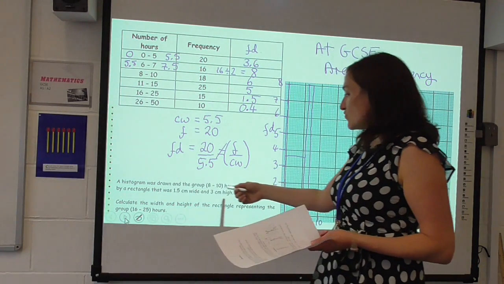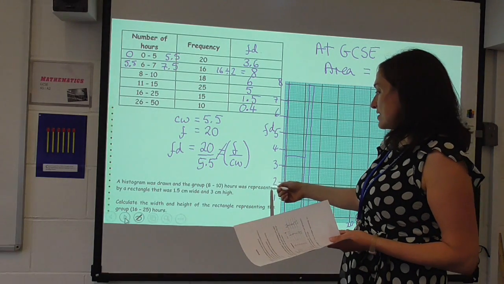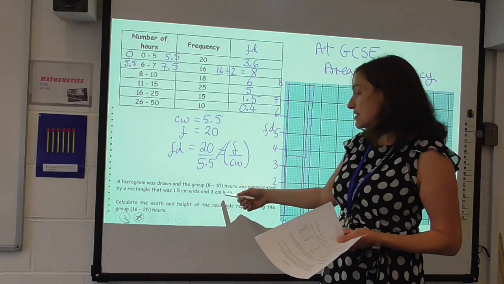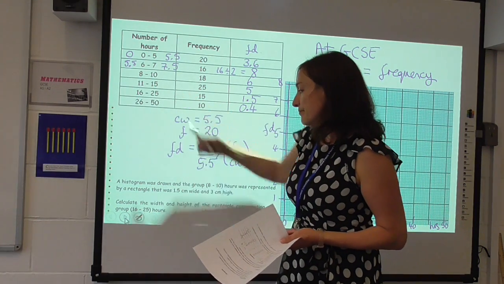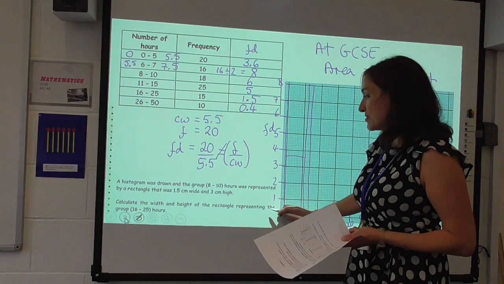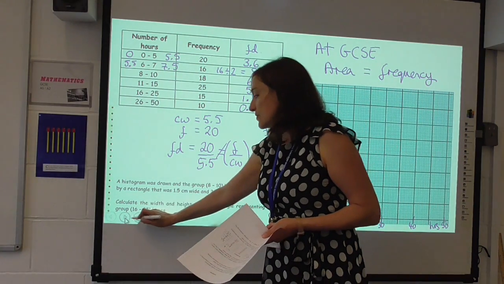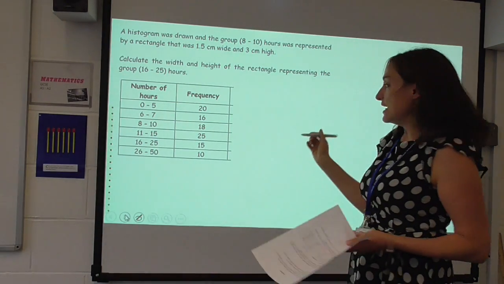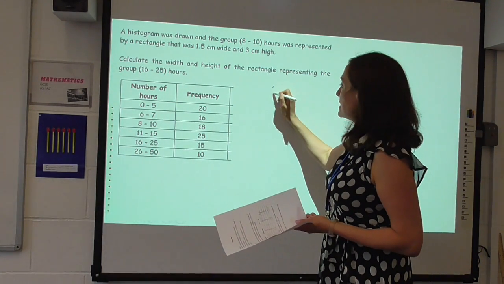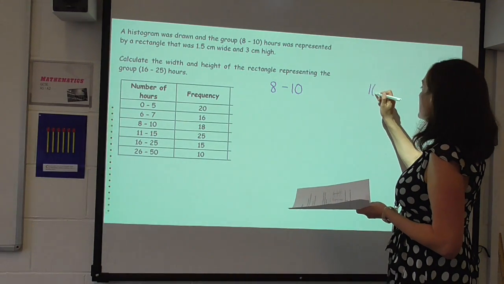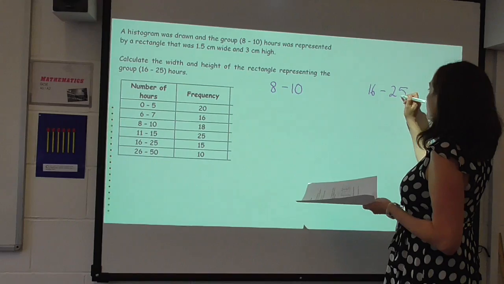So it says a histogram was drawn, and they tell you what the height and width of the rectangle is for the class that goes from 8 to 10. And they want us to calculate the width and height of the rectangle representing the group 16 to 25. What I do for these is I think about what the 8 to 10 rectangle would look like and the 16 to 25 rectangle.